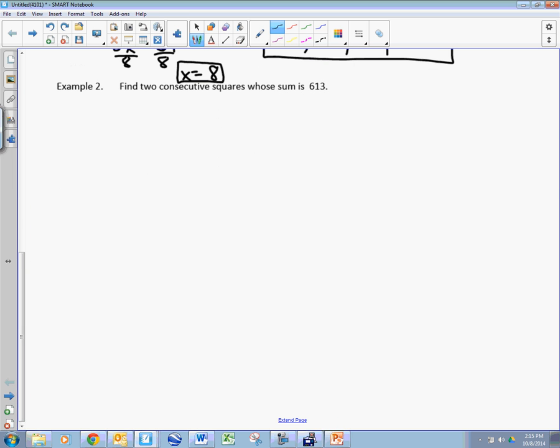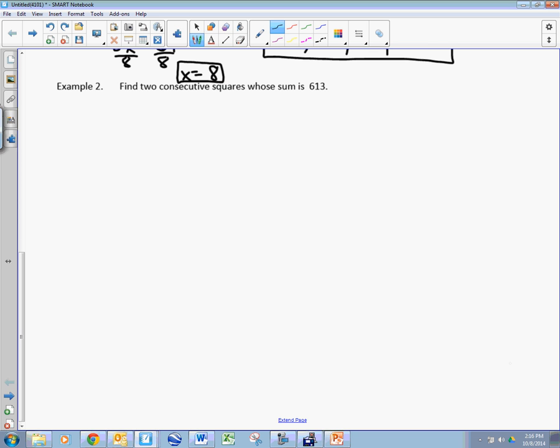All right, second one. Find 2 consecutive squares whose sum is 613. Give me an example of 2 consecutive squares. What are 2 consecutive ones? 4 and 9. 225 and 269. Nope. 225 and 256. 169 and 196. So that's okay. It's all right. So these 2 consecutive squares whose sum is 613. So, oh no. Megan, what do you want? Okay, pause.